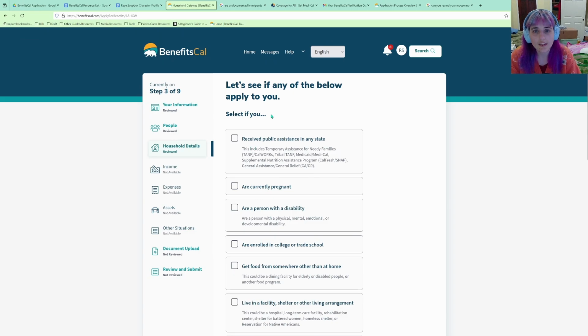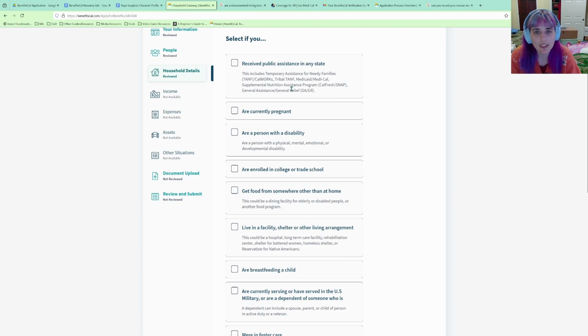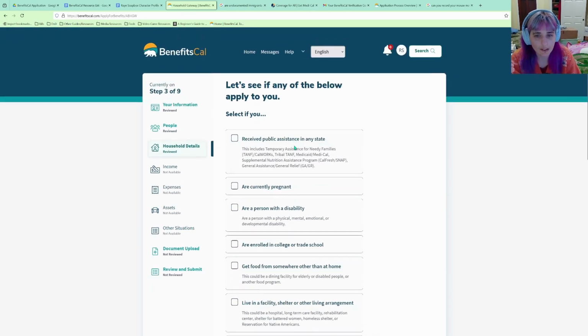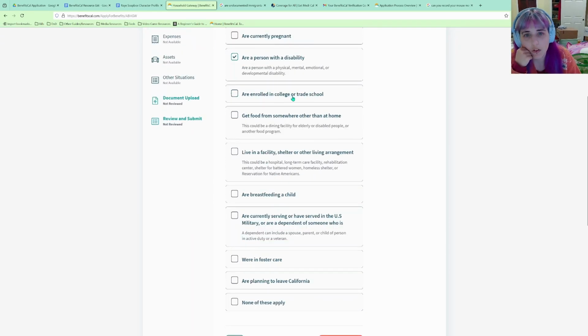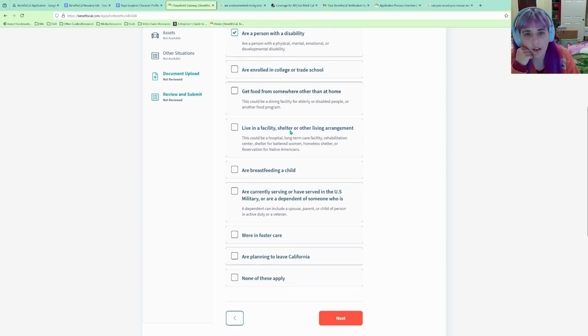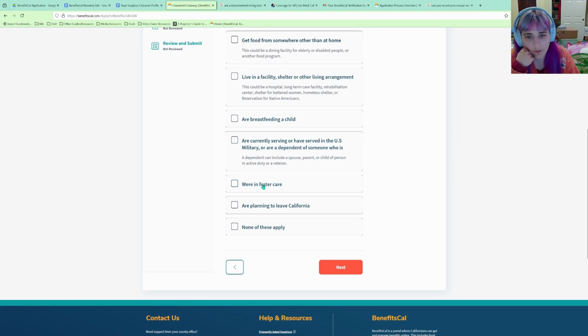Okay, next, let's see if any of the below apply to you. It asks if you've received any public assistance, which could qualify you. These are just things that help with eligibility. If you're currently pregnant, a person with disability, I'm going to say I am. Enrolled in a college or trade school, get food from somewhere other than home, such as a dining facility for elderly or disabled people, or another food program like Meals on Wheels. Live in a facility, shelter, or other living arrangement, are just feeding a child, currently serving or have served in the U.S. military, was in foster care, planning to leave California, or none of these apply.